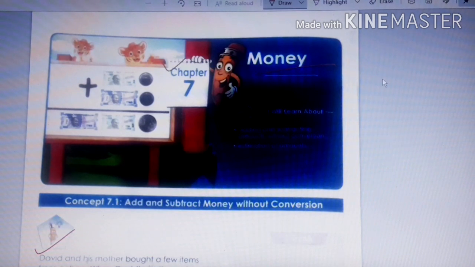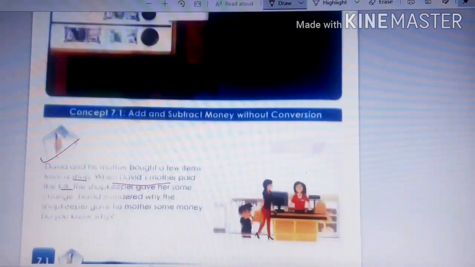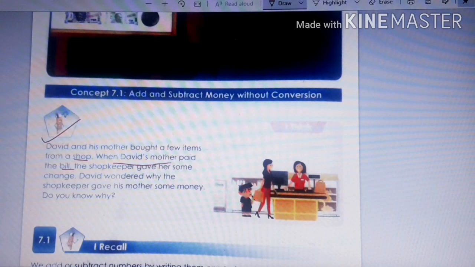Now you know, children, money is very important for buying things, isn't it? If you need a chocolate, can you buy it without money? No, we need money, isn't it? We pay money and we take the things. So money is very important. So money is used for buying things. Okay? So here it is.